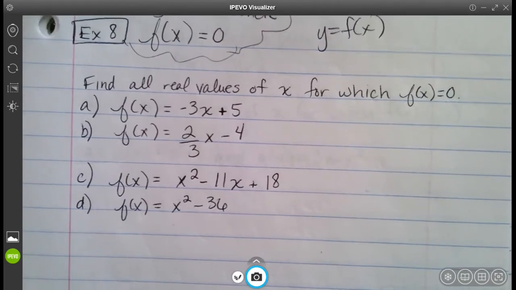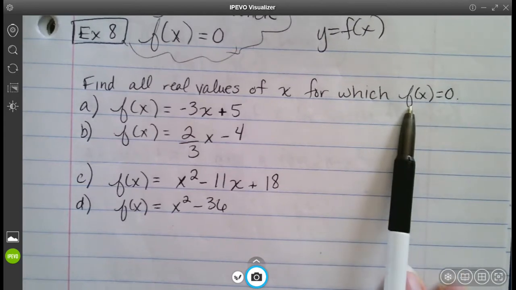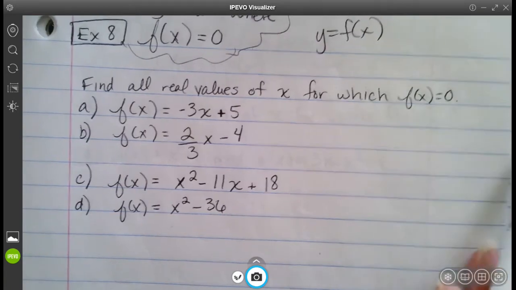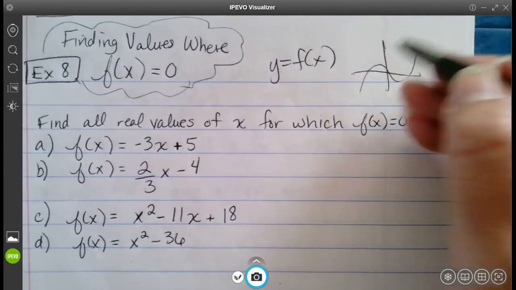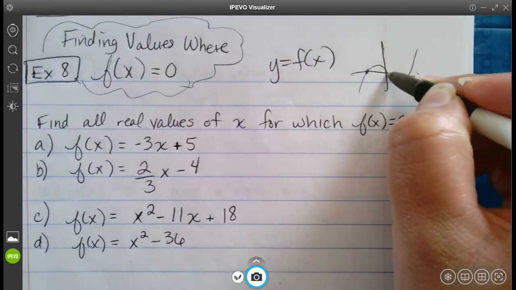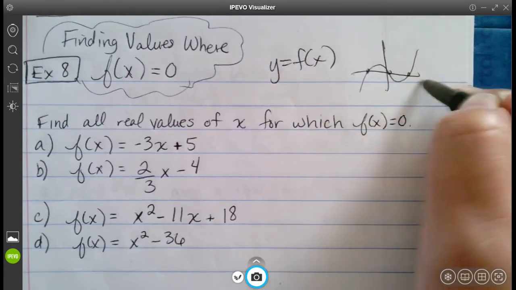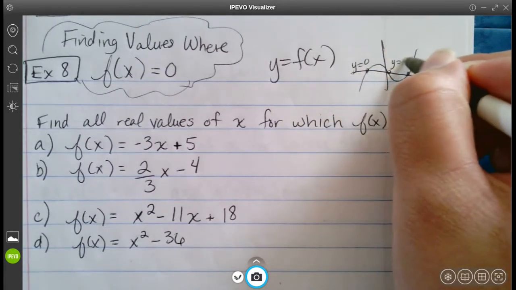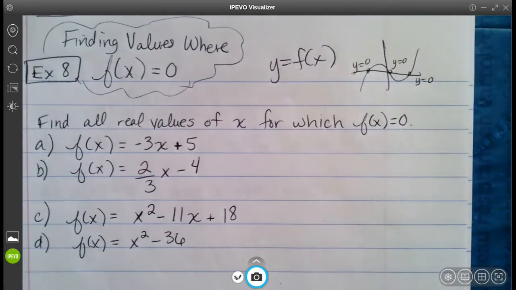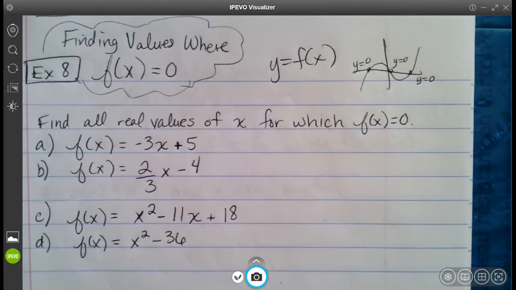On a side note, another way to think about this is, what is the x value when your graph crosses the x-axis? So if you remember, on any graph, I'm just going to do a little random one here, something like that, okay? On any graph, these points right here, where the graph is crossing the x-axis, y is equal to 0 at all of these, right? So you can also think of this as finding the x-intercepts, or the zeros, or the roots, or the solutions, or whatever you remember it being called, okay?